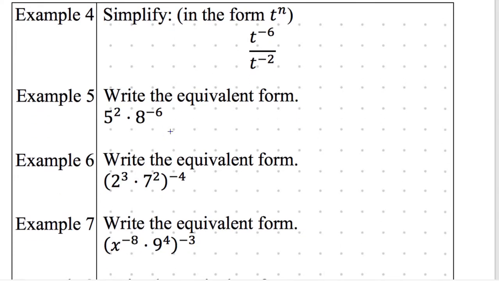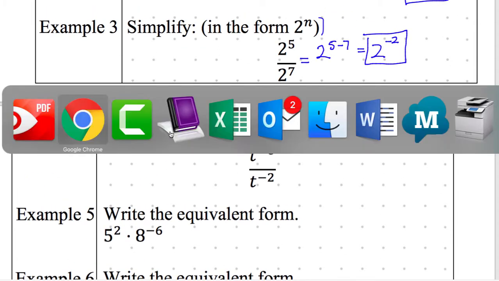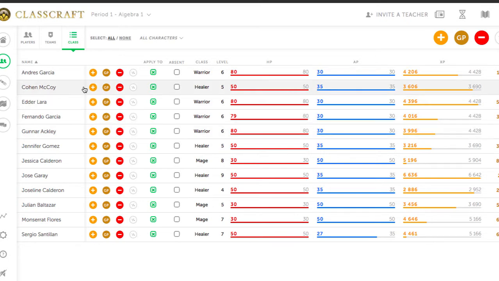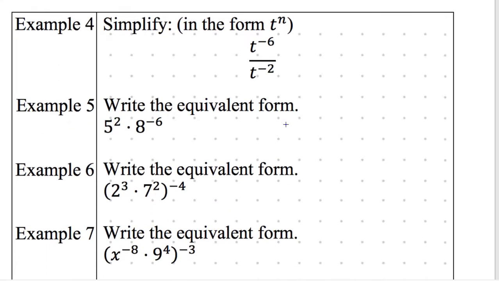Ooh, we got some variables now, not numbers. This one's a little bit tricky. Andres is ready to answer. I have a question. Oh, you have a question? Now you should be caught up. All right, we're on example 4. We're on the back. We want our simplification in the form of t to the power of something, some number.